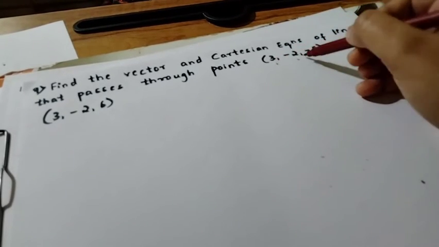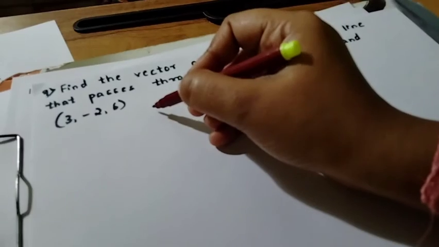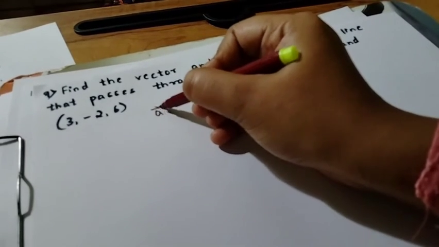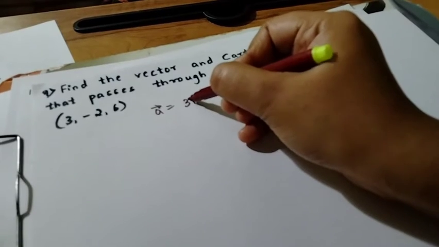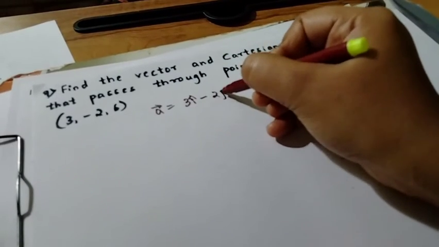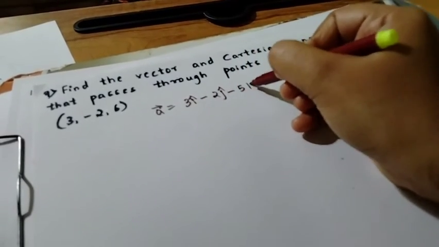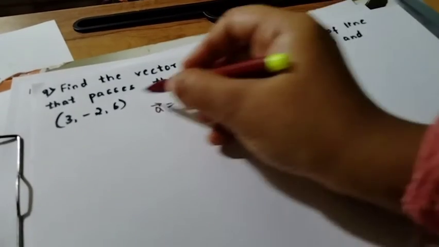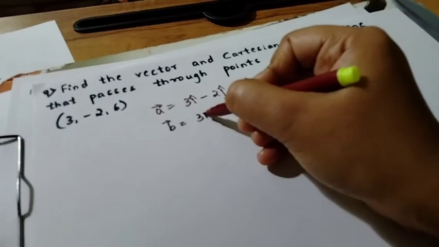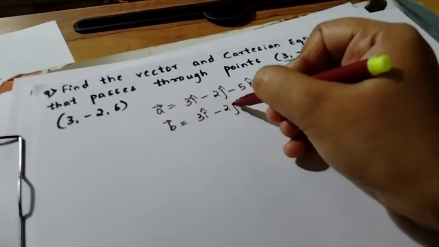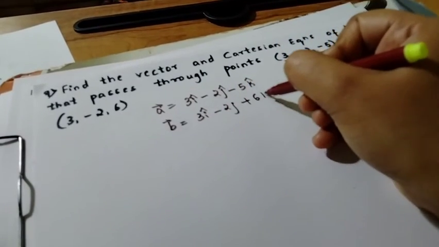But here two points are given. So I write two vectors here. Vector A is equal to, with respect to this point, 3i minus 2j minus 5 times of k. Okay, next one more vector B I write. So this will be 3i minus 2 times of j plus 6 times of k.